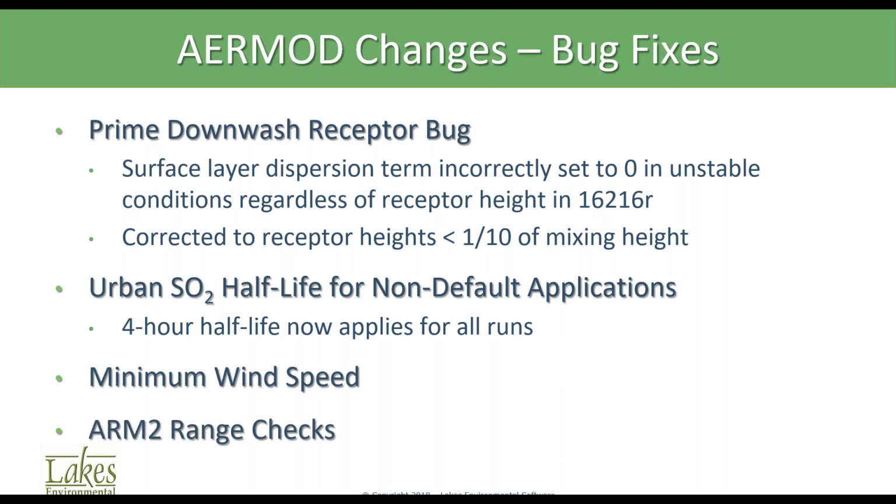Some minor bug fixes, one about the minimum wind speed being applied to vector wind speeds. That's just a little checkbox within the meteorology pathway. Again, nothing you necessarily have to do. It just is applied now per the correction in the code, and some additional rain checks on the ARM2 nitrogen dioxide processing routine.